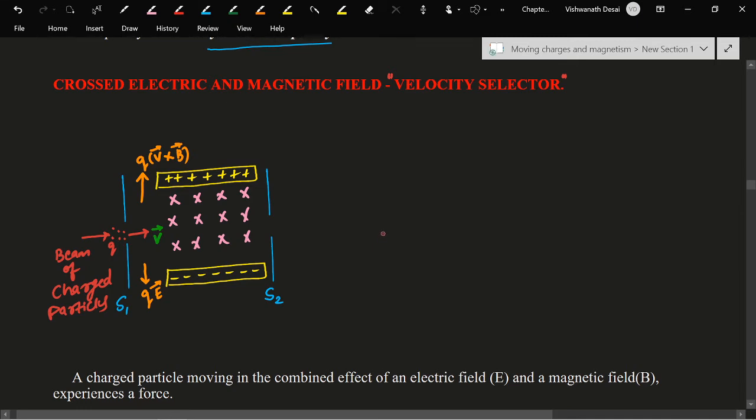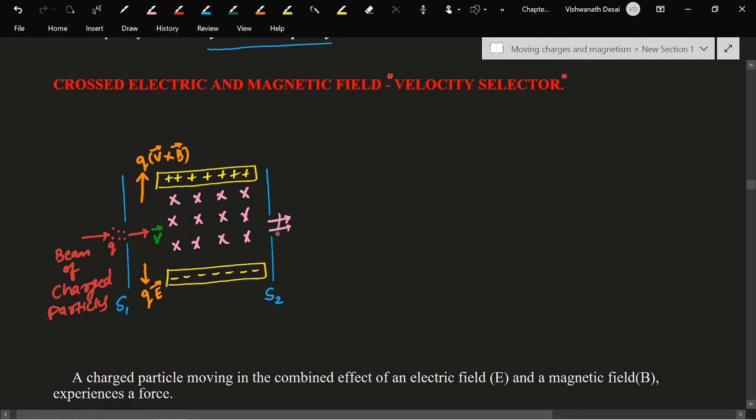Okay, to understand that, I have a diagram over here. You can see the diagram. Here you can see the two slits. This is one slit, S1, and this is one more slit, S2. Here there is a beam of charged particles. Many charged particles can pass through the slit S1, and we can receive those charges somewhere here through the slit S2.